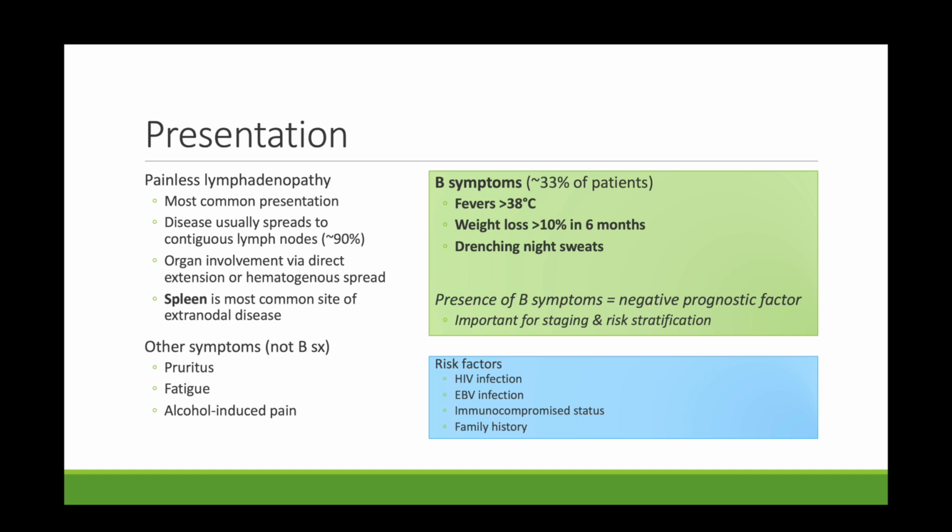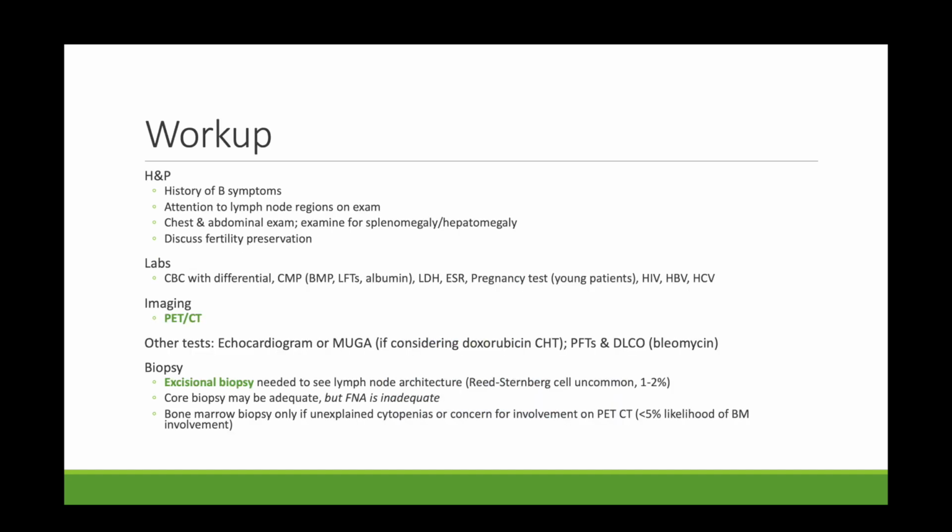Other symptoms that patients might complain of, which are not classified as B symptoms, include pruritus, fatigue, or sometimes patients will have alcohol-induced pain. Risk factors to keep in mind include HIV infection, EBV infection, any kind of immunocompromised status, and of course, family history. So remember that workup always starts with a full history and physical exam.